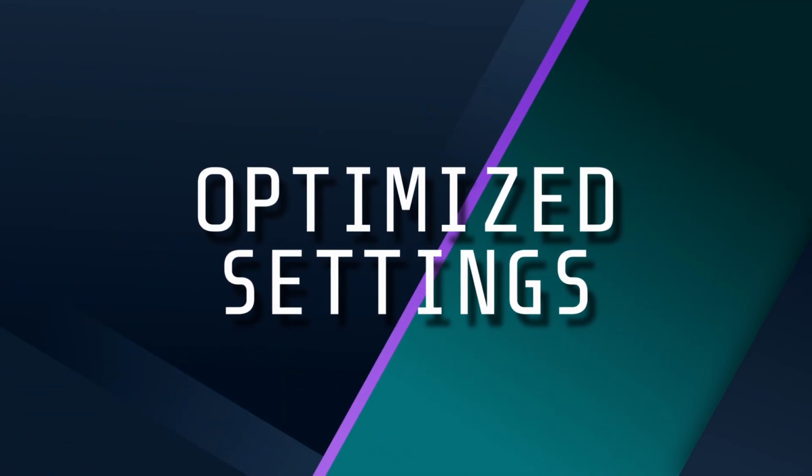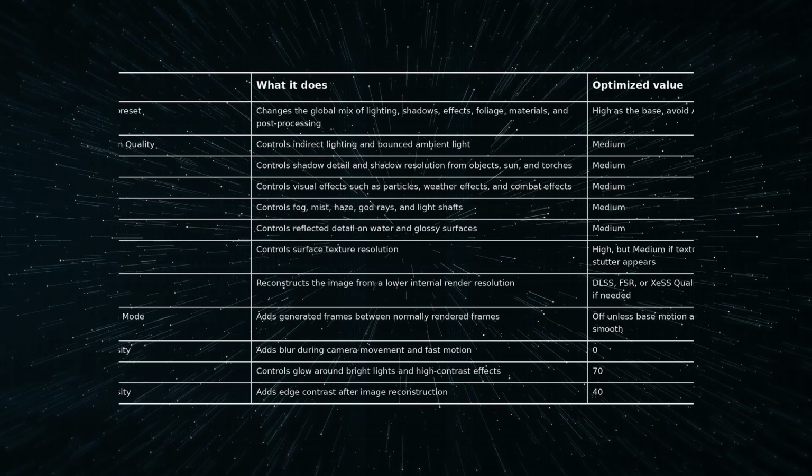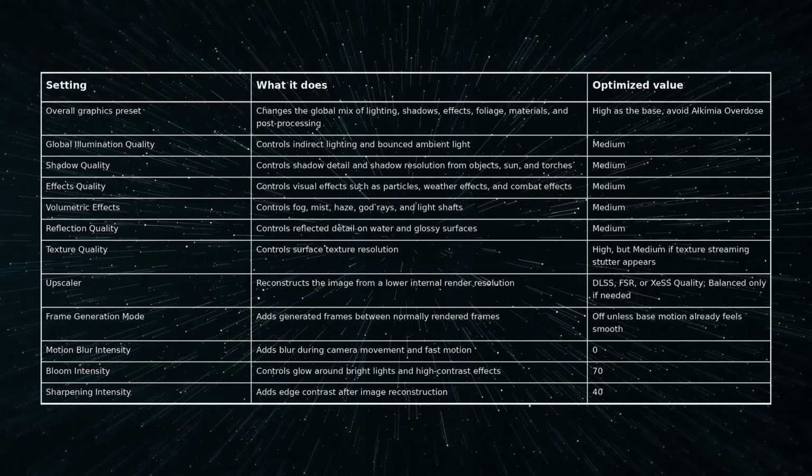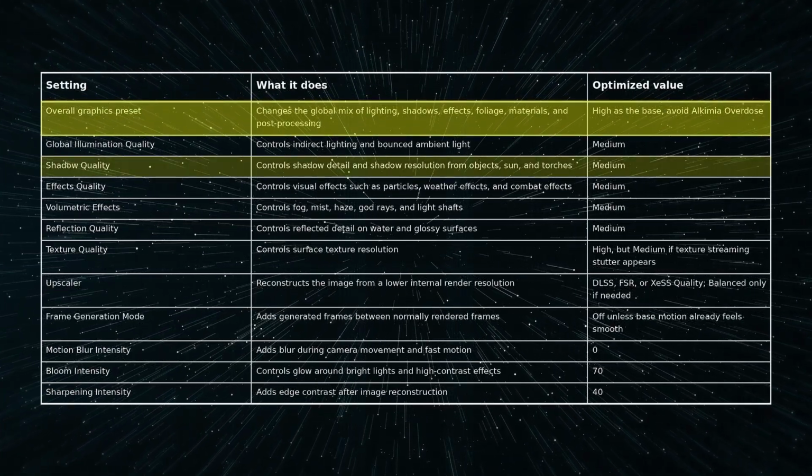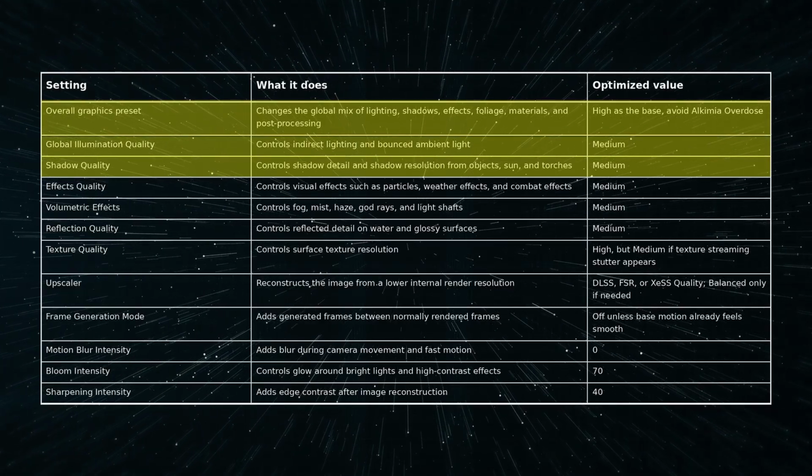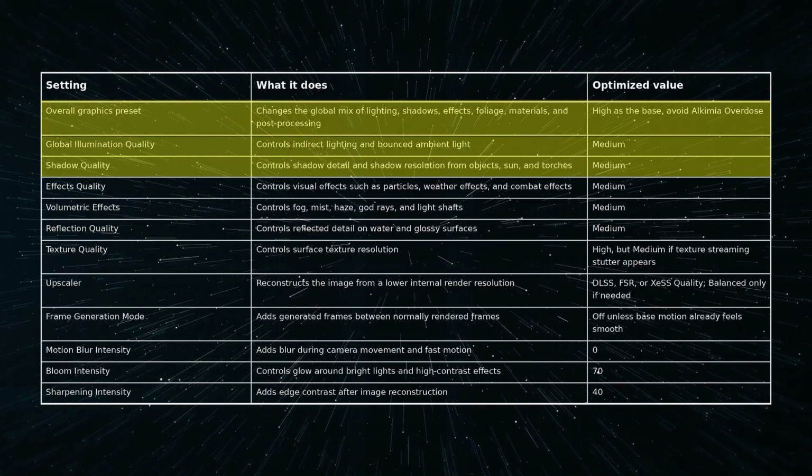Now here are the optimized settings I promised you earlier. For the Gothic Remake, start with the medium preset, then keep view distance, anti-aliasing, shadow quality, and global illumination on medium. This is the safest balance for forests, rain, and campfires.